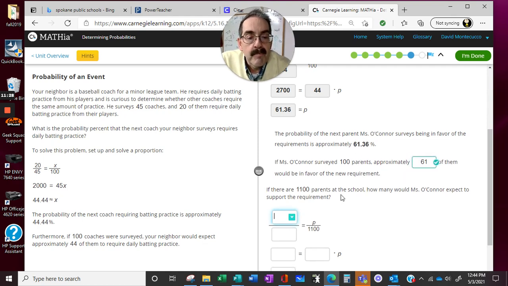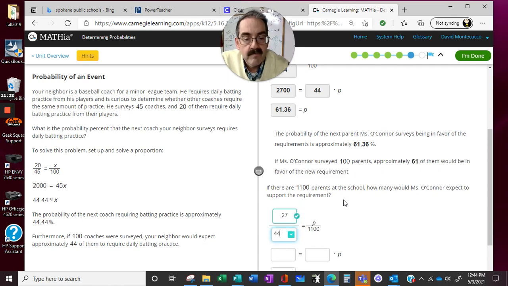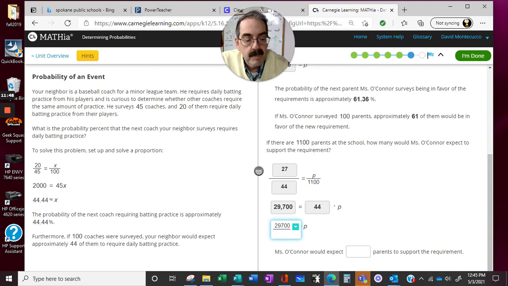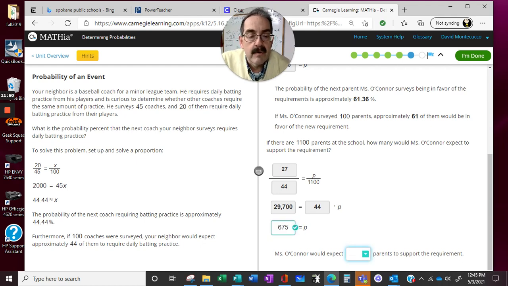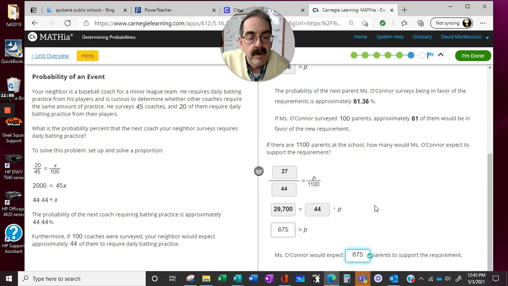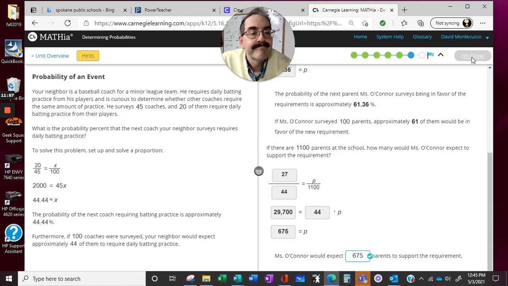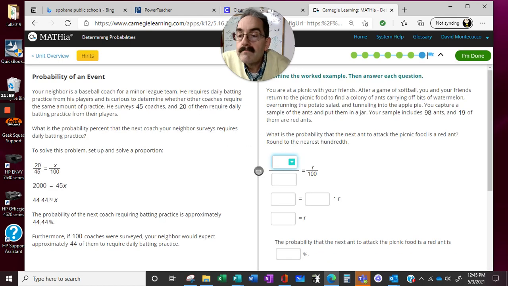If 1,100 parents are at the school, how many would she expect? Well, it's still 27 of the 44. 27 times 1,100 is 29,700, divided by the 44. 29,700 over the 44 to expect 675 parents to choose. Okay, probability.